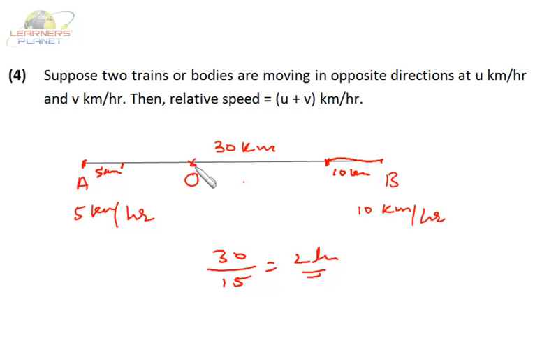So in 2 hours, A might have run 10 kilometers and B might have run 20 kilometers with their respective speeds. So I hope you are getting my point. The concept of relative speed: if two bodies are approaching towards each other, their relative speed is the addition of their speeds. And if two bodies are moving apart from each other, then the relative speed is further the addition of their speeds. And if two bodies are moving in the same direction, then the relative speed will be the difference between their speeds.